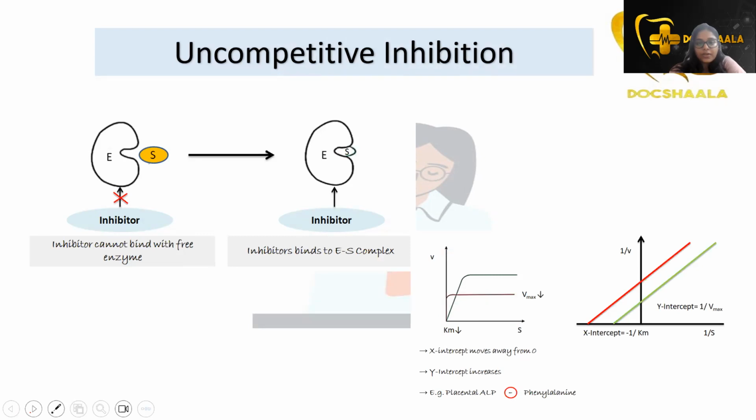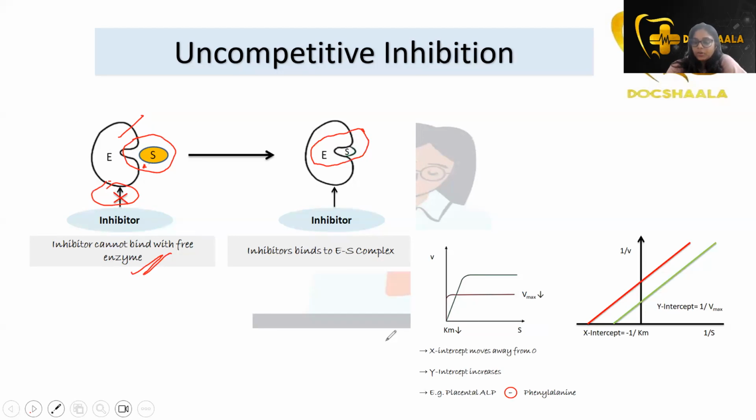Uncompetitive inhibition. We have seen two types now, competitive and non-competitive, and we know the difference. Coming to uncompetitive inhibition, here you can see the enzyme and the substrate binding site. The inhibitor cannot bind with the free enzyme, as the substrate is not yet bound. The inhibitor only binds when the enzyme is already bound to the substrate. This is the difference in binding.